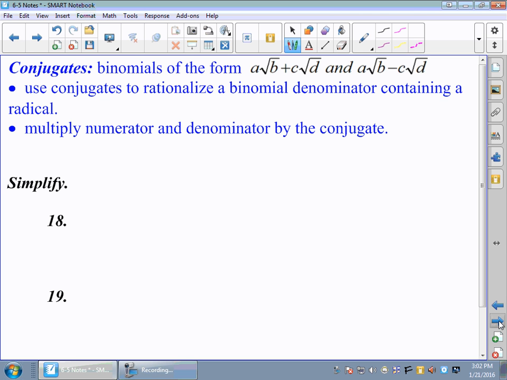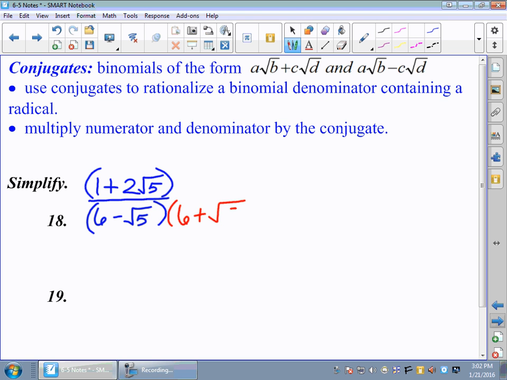Last part are conjugates. This is how you rationalize the denominator of a binomial. We're just going to simply go 1 plus 2 root 5 over 6 minus root 5. To get rid of that root 5 in the denominator, you can't multiply both top and bottom by root 5. It'll just keep going back and forth between the 6 and the 5. So to get rid of a 6 minus root 5, you just multiply by the conjugate, which is 6 plus root 5, both top and bottom.